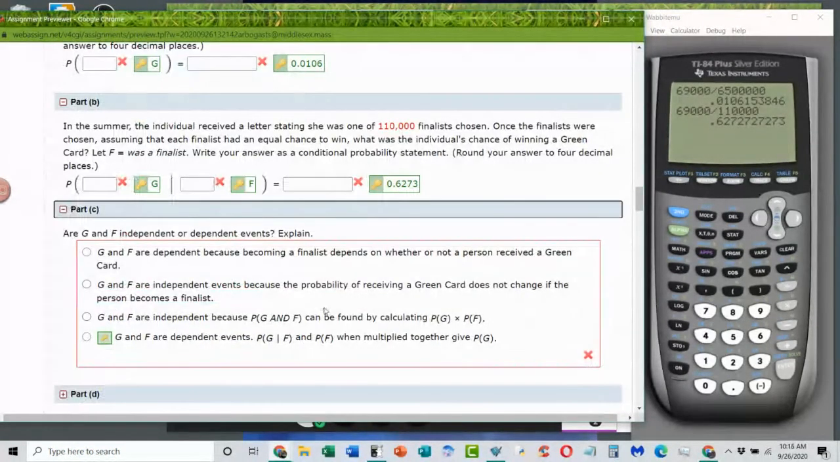And then, are they independent? No, because this and this are not the same. Had they been the same, then they would have been independent, but they're not independent.